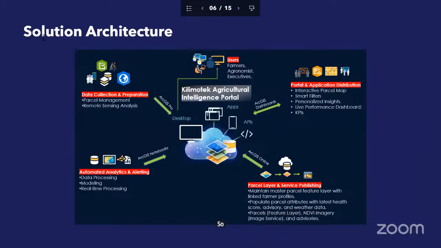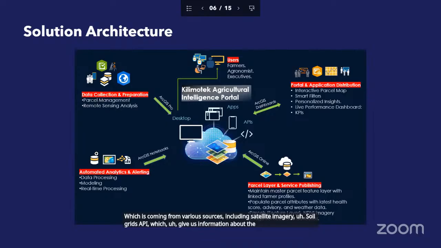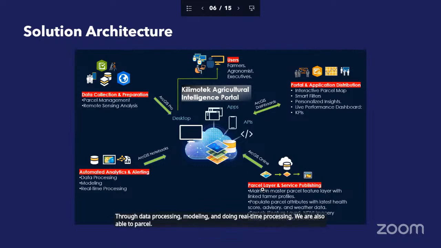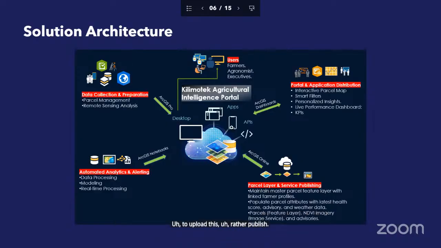So, straight into the solution architecture of our system. One is that we are able to collect data coming from various sources, including satellite imagery and the SoilGrids API, which gives us information about the soils. We are able to automate analytics and alerting through data processing, modeling, and real-time processing. We are also able to publish these layers into ArcGIS Online, where we are able to derive dashboards from this data.